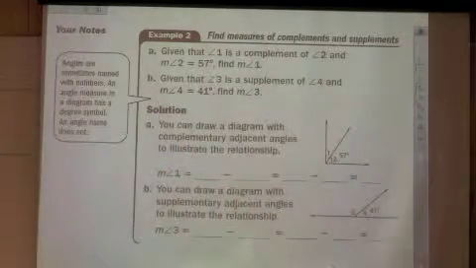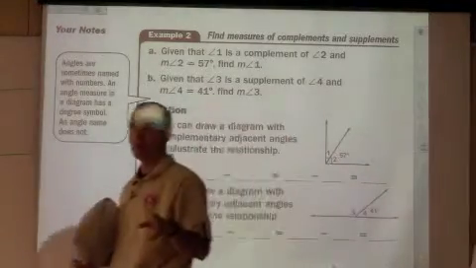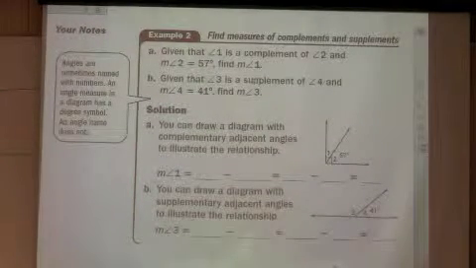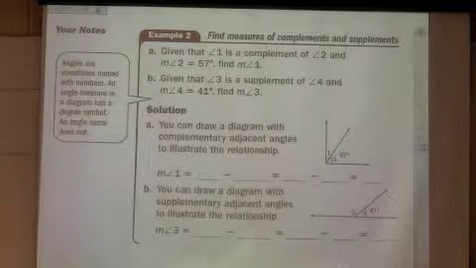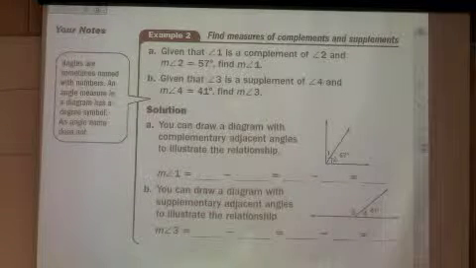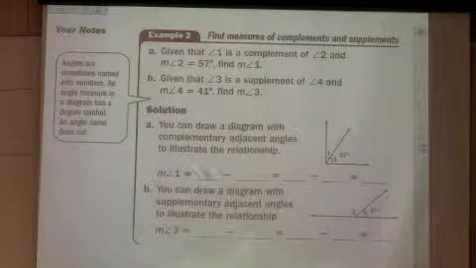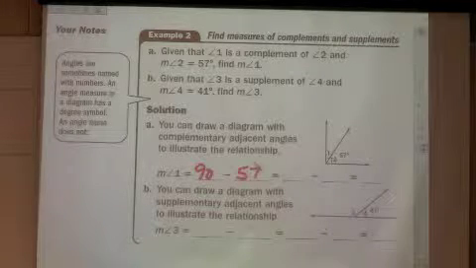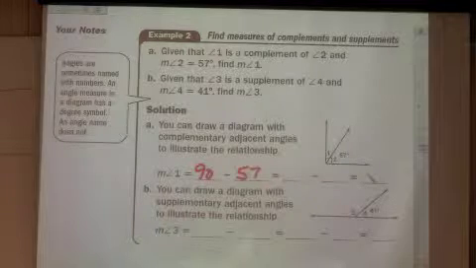Okay? Given that angle 1 is a complement of angle 2, what does that mean? If they're a complement, what are we talking about? Form 90 degrees. So given that angle 1 is a complement of angle 2, and angle 2 is 57, how can we find the measure of angle 1? What do you think, Dana? Yeah, together they make 90 degrees. So if we take 90 minus what we know, I suppose that's what they wanted here. Okay, 90 minus 57 is going to give us what, 33 degrees?